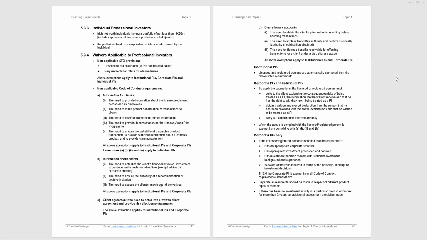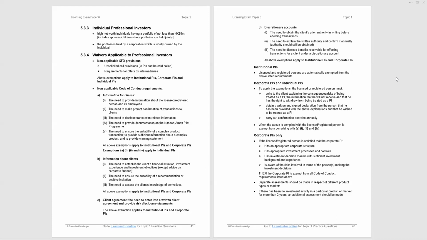So when you are looking at this criteria as to whether someone can be treated as an individual professional investor, you look at that person's portfolio and you add to it any portfolios held jointly with spouse and children, not siblings and parents. Okay. We then list the waivers applicable to the professional investors under the Securities and Futures Ordinance provisions. Its unsolicited call provisions are not applicable, and requirements for offers by intermediaries, but there's no detail on that.